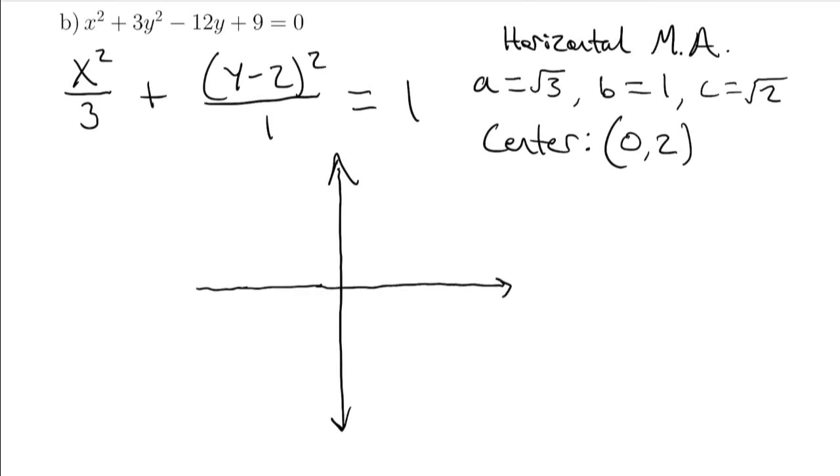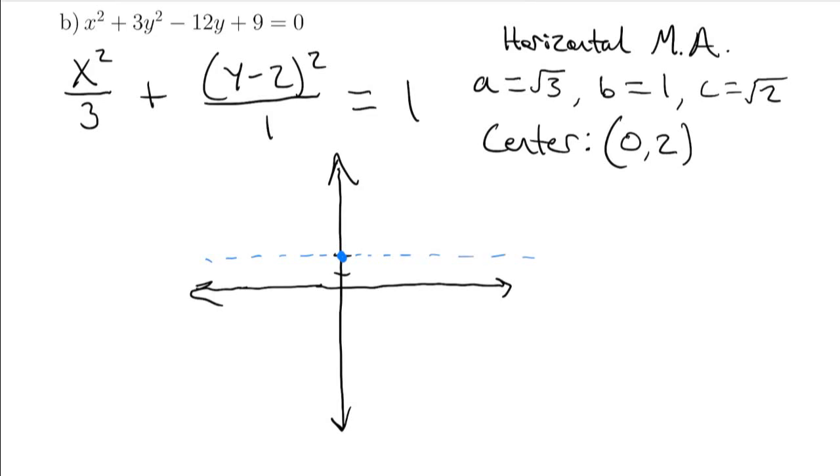So I'll draw my x and y axis here. My center, x equals 0, y equals 2, so 1, 2, and I'll do it in blue again. And I remember this time my major axis is horizontal, so all the points, right? Well, not all the points, but the vertices and foci are going to lie on this dotted line.